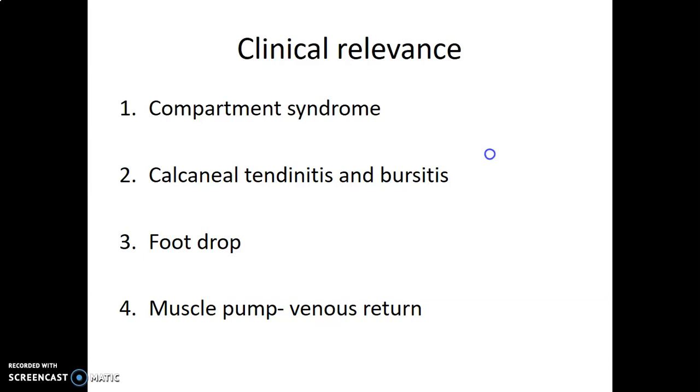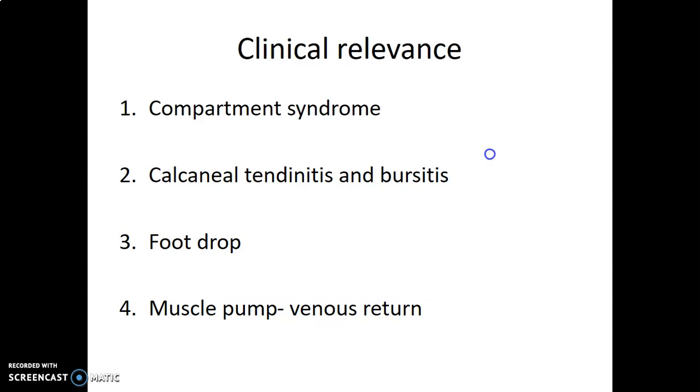Yeah, so remember your everters are in the lateral compartment, peroneus longus and brevis. Which muscles cause inversion? Inversion is when you make the plantar aspect of your foot face medially. So inversion is mainly by tibialis anterior and tibialis posterior.